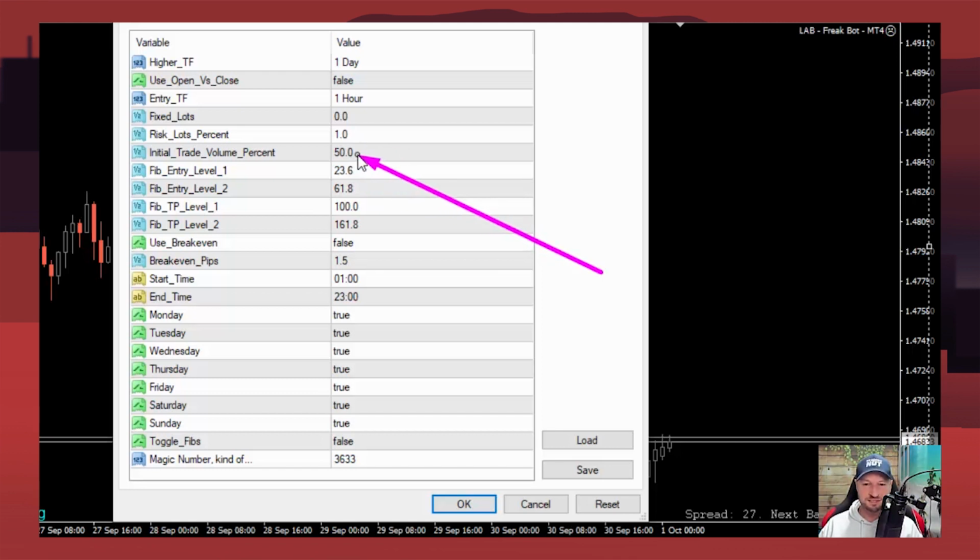If you want the initial trade to take off more, you could put that to 75 or 90% or something and let the other one just run. And if it hits take profit, great. If it doesn't, then you might be happy with the stop.